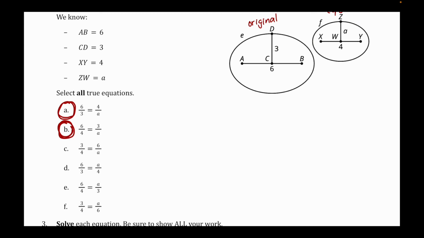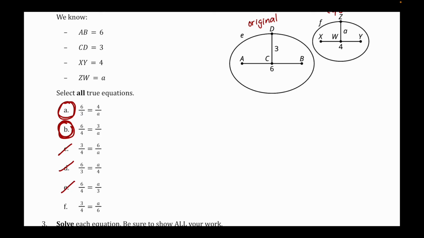If we look at E, 6 over 4 is a over 3. That was the example I gave of something being incorrect with my arrows going wrong directions. So not going to work. So far we've looked at these ones as not being true. Let's look at their last one.